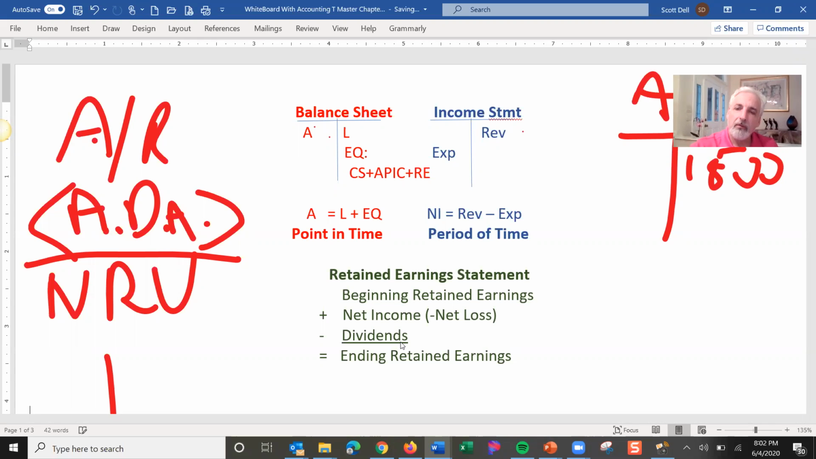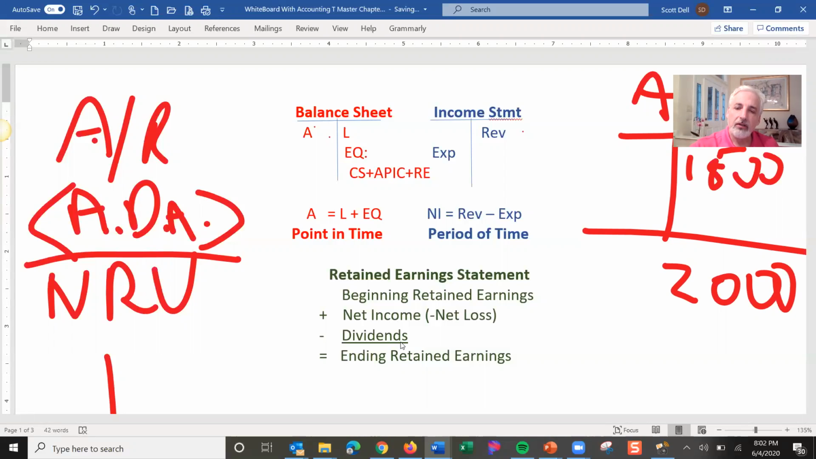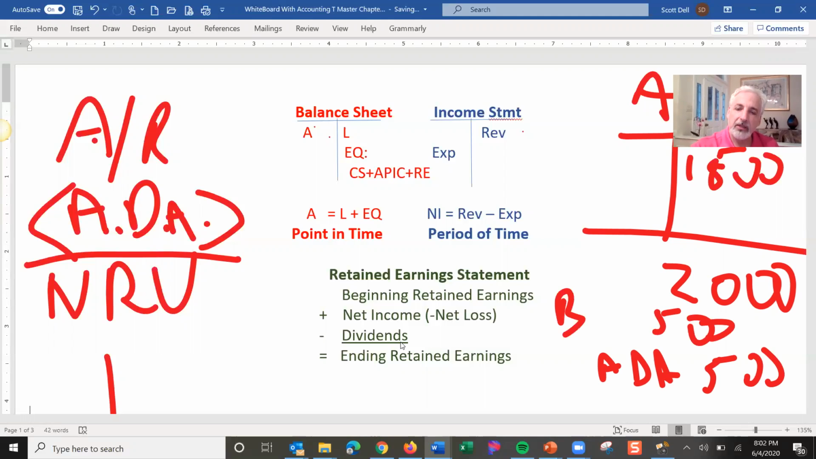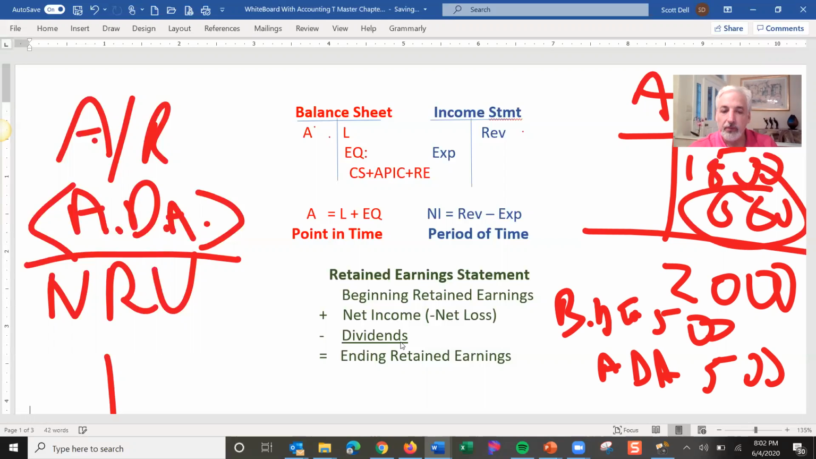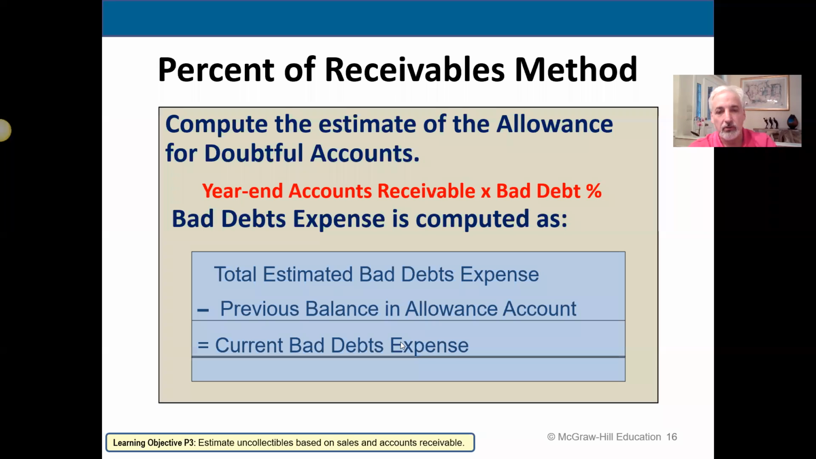Okay, ADA. And you go through and you calculate, and you say, well, I got a percentage of my receivables. My allowance should end up at 2,000. So you're going to credit ADA 500 to get it there, and debit the bad debt expense. You're going to add 500. You're calculating the difference here, which is what this formula kind of gets you to.